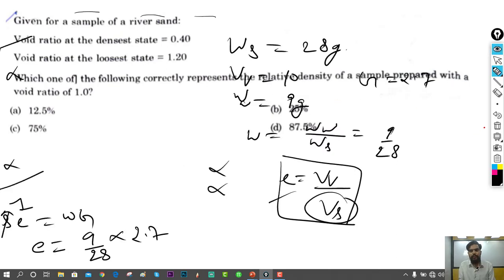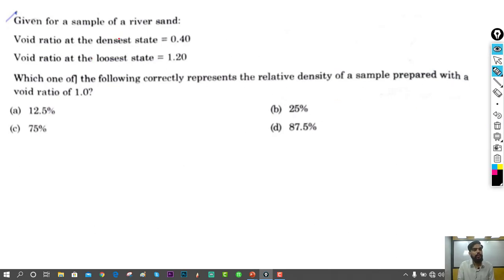So in this question, what is given? Given for a sample of river sand, the void ratio at densest state is 0.4, and the void ratio at loosest state is 1.4. Which one of the following correctly represents the relative density of a soil sample prepared with a void ratio of 1.0? Guys, we have to find the relative density, and if you know the formula of relative density, then you can do this question.